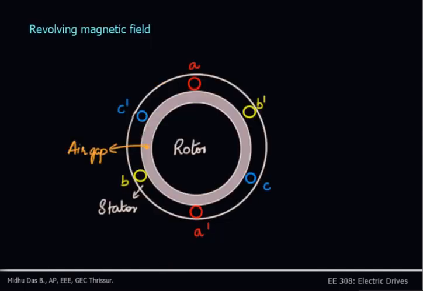Now, extending this pulsating magnetic field concept, you can see what happens in a three-phase induction machine, where we are going to see how a revolving magnetic field is produced. Here you can see three-phase windings. A phase, B phase and C phase windings are placed at 120 degree with respect to each other. That is, there is a space angle difference of 120 degree, and we are going to analyze a simple two-pole machine here.